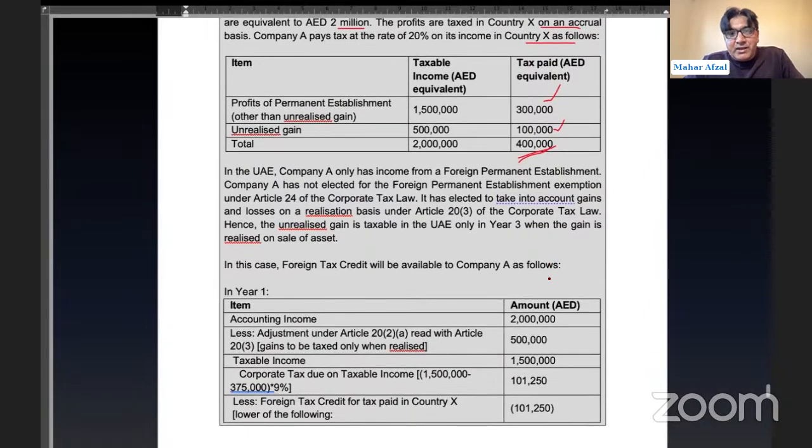In the UAE, you are following the realization basis. The company has income from a foreign PE, has not elected for the PE exemption, and has elected to take into account gains and losses on a realization basis. So in the UAE, you will be liable to pay tax in year three. You will be getting the credit in year three as well. In year one and year two, even though there is a gain, it is an unrealized gain, and you are not following the unrealization basis, you are following the realization basis.